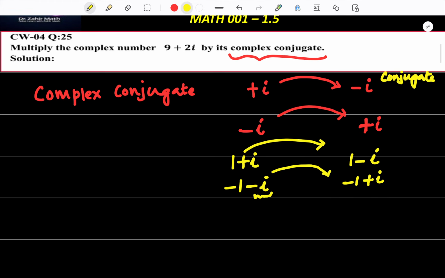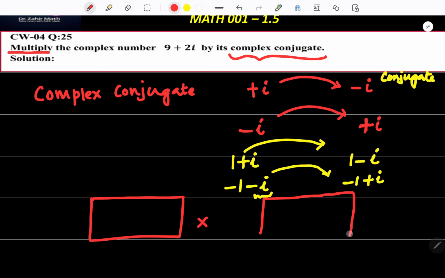Okay. What is the question? The question is multiply. So it means you are going to multiply the first number by the second number. What is the first number? Multiply the complex number 9 plus 2i. You are going to multiply by its complex conjugate.